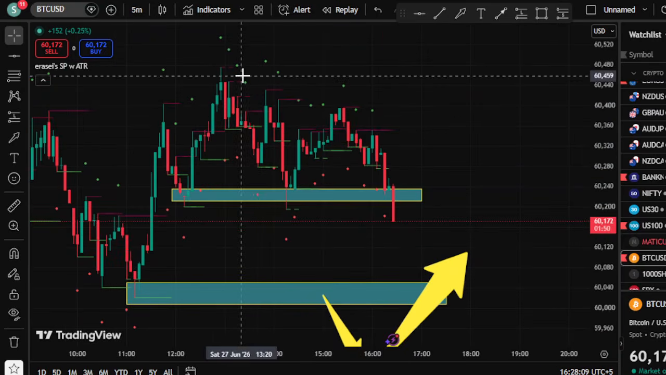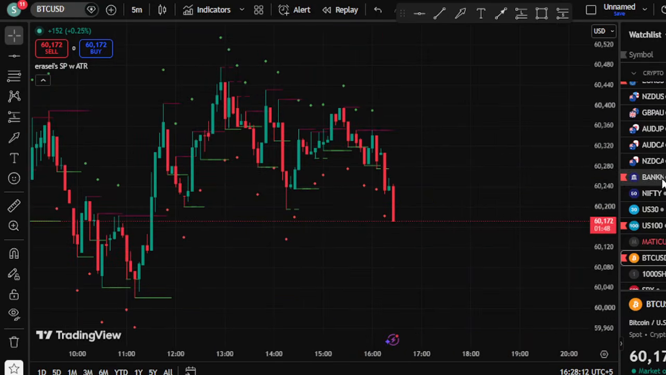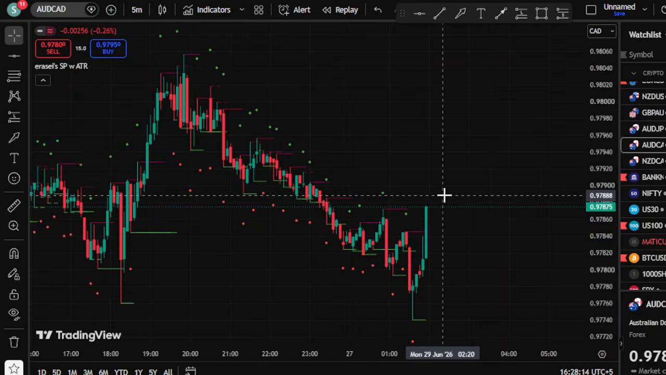and then take help from this indicator, from the red and the green levels, because they will tell you where the liquidation is right now.